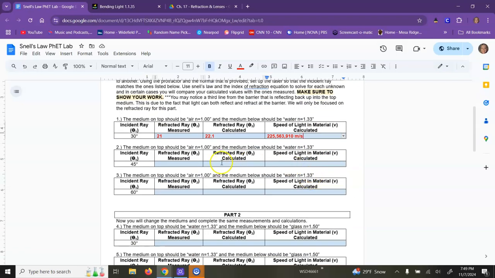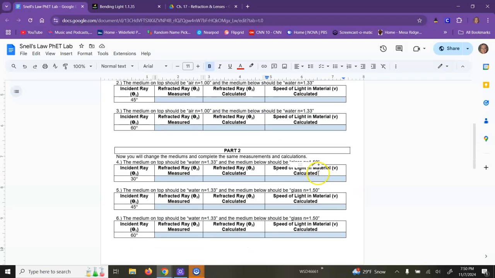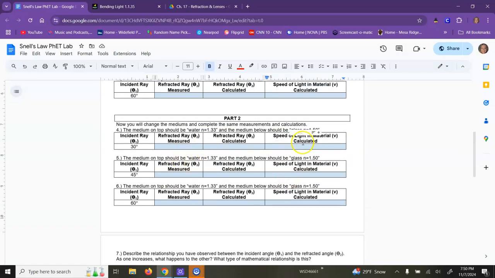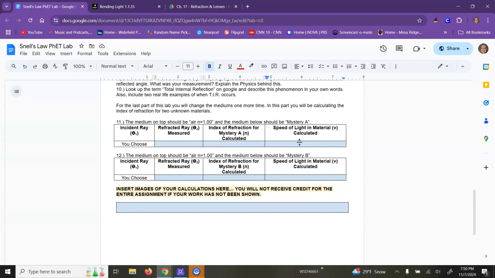Now, as you continue the lab, you're going to be doing the same things, except you're going to be changing the indexes of refraction. The different incident rays are going to have different refracted rays, and then we're still going to be calculating them. You're going to keep the same materials for this, but then down below, you'll start to change some other things. We're going from water into glass, and you're going to see some stuff that's going to change. For part 3, you're going to be looking for mystery materials, which is pretty cool. Don't forget to insert an image of your calculations right there.